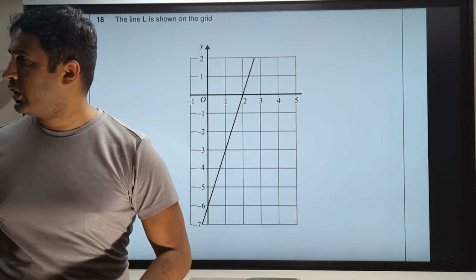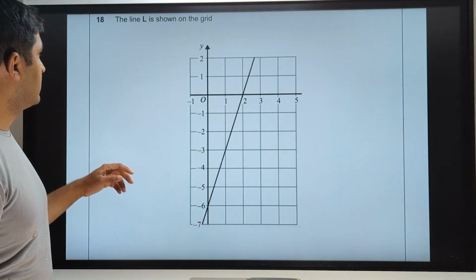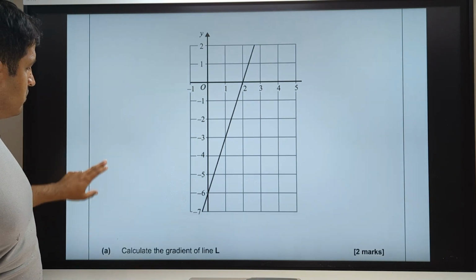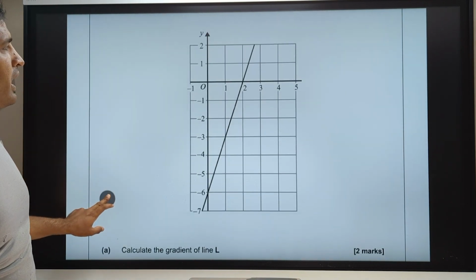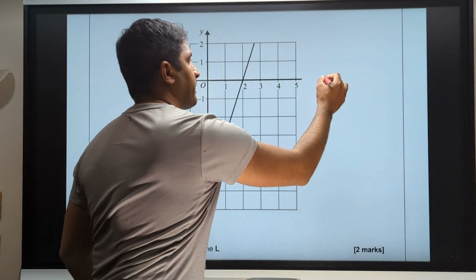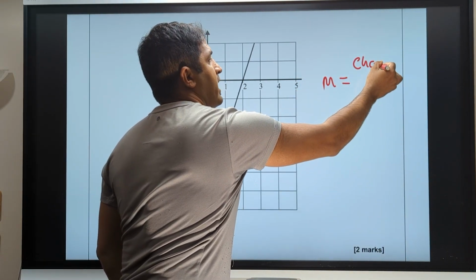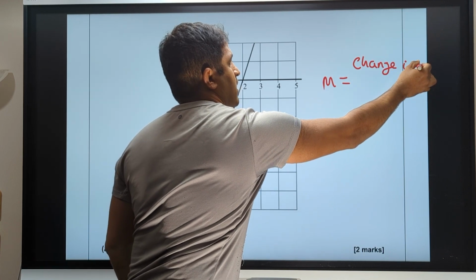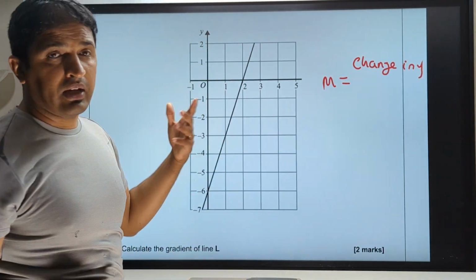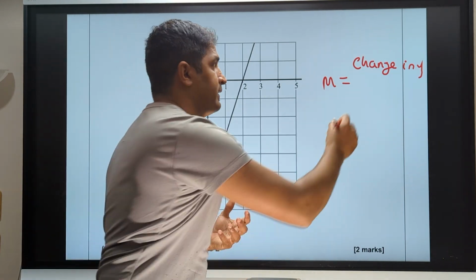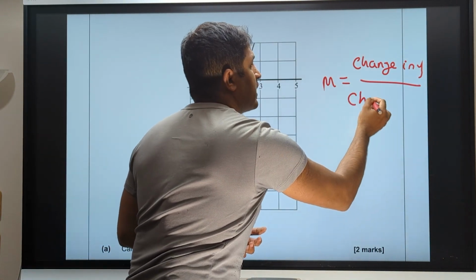The line is shown on the grid. So the question is, calculate the gradient of the line. The gradient, m, comes from change in y, so how quickly it is going up. That's what you want to work out, the slope of the line, divided by change in x.